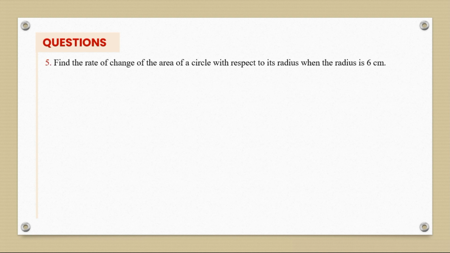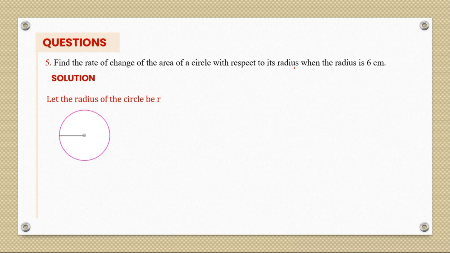Alright, so next question, we're being told to find the rate of change of the area of a circle with respect to its radius when the radius is 6 centimeters. So let's first sketch this. Now we can let the radius of the circle be r, then we can sketch this, and there is the radius.